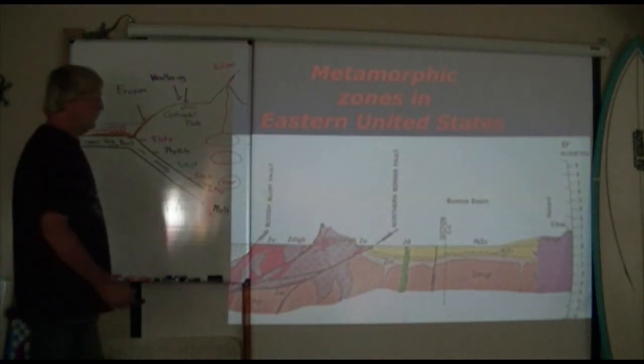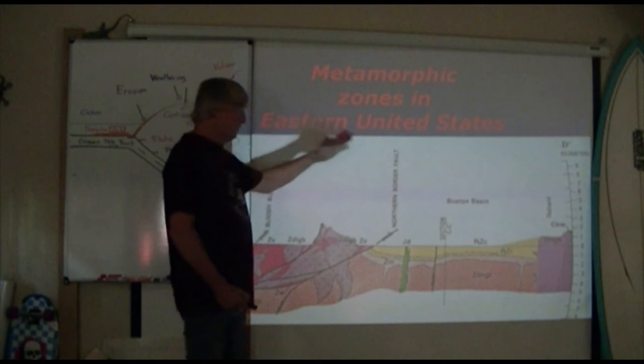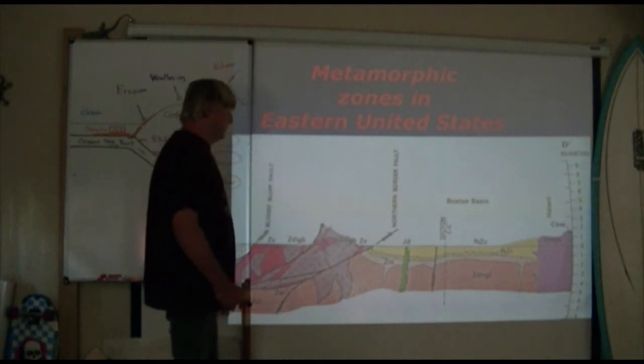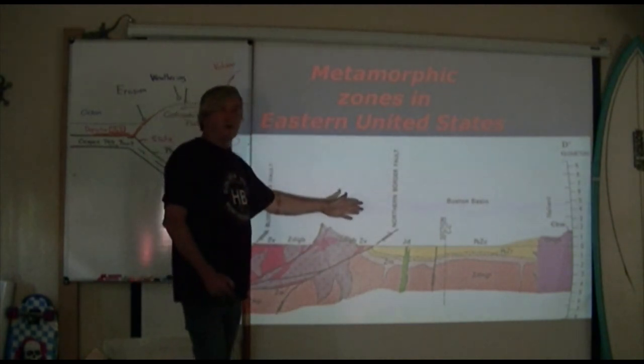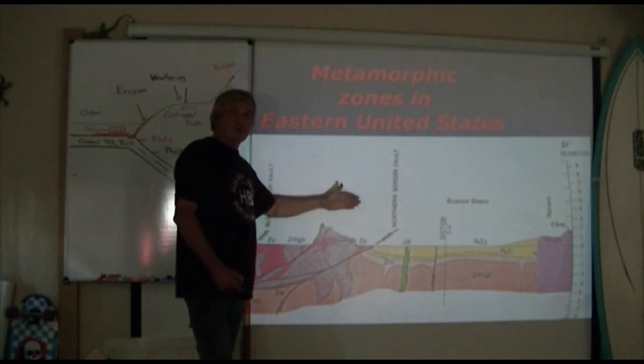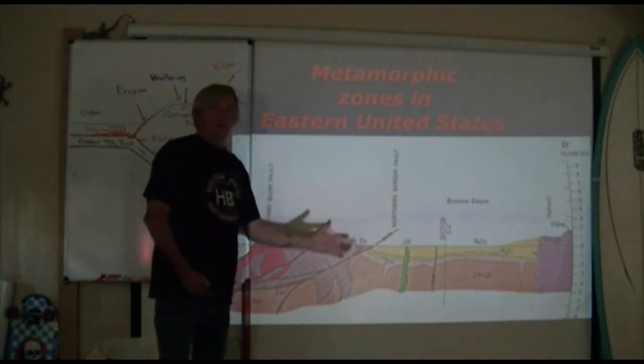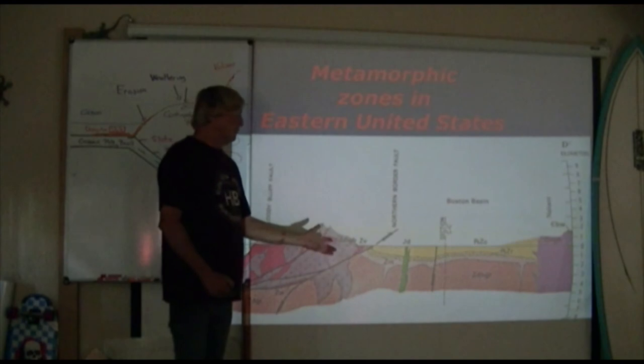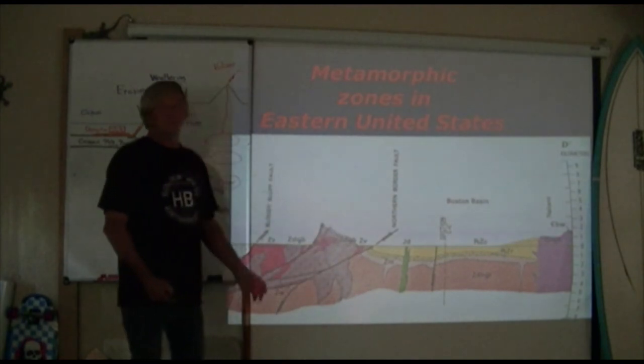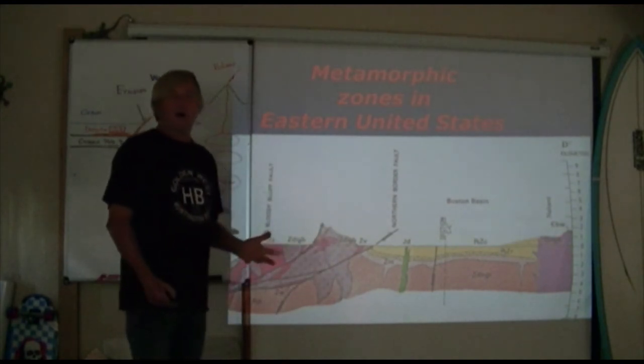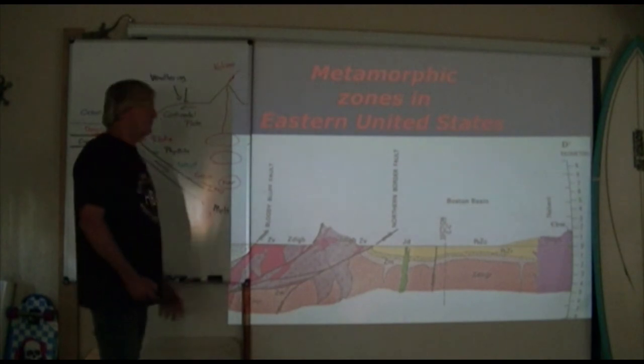In the eastern United States, if you look at the Appalachian Mountains, and this is a cross-section of the Appalachian Mountains, there are these long belts of metamorphic rocks that extend basically from Maine all the way down to Georgia. A long sequence of metamorphic rocks. In fact, the state of Pennsylvania mostly consists of metamorphic rocks. A lot of slates are found in Pennsylvania.